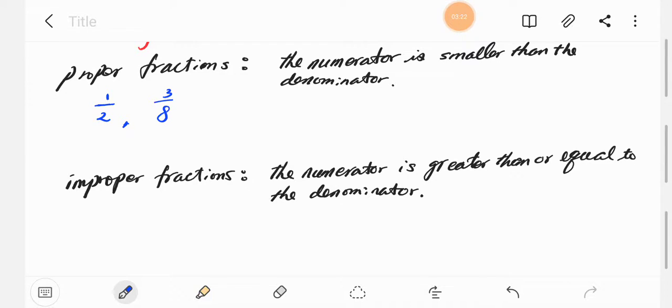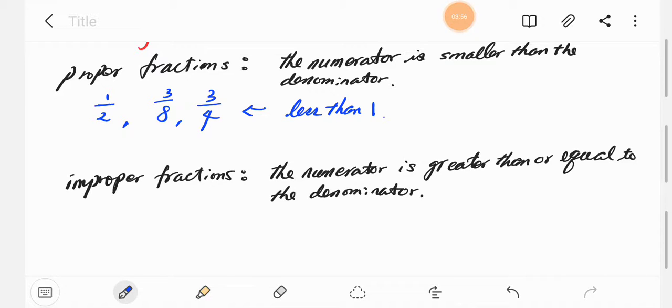So always the denominator is greater than the numerator, or the numerator is always smaller than the denominator. The top part is smaller than the bottom. How about 3/4? Still the same thing. If you divide 1 by 2, that is 0.5, and if you divide 3 by 8, that is less than 1. So proper fractions are always less than 1. The denominator is larger than the numerator.